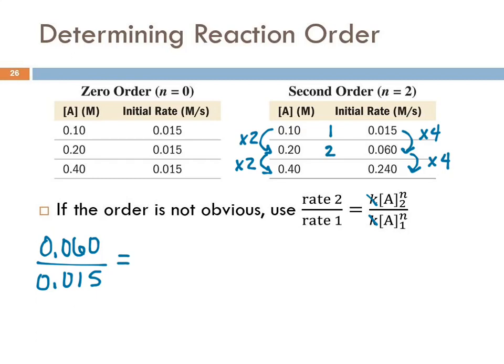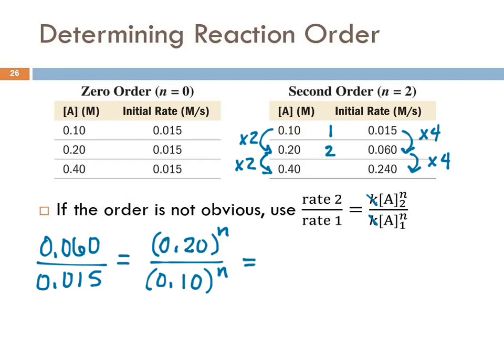The concentration for point 2 is 0.20, and that's raised to the power of n. And I'm dividing that by the concentration of the first one. That's also raised to the power of n. Yeah, I don't know where I got that from. Thank you. I wrote the wrong number. 0.10. Yeah. Okay. Just seeing if you're paying attention.